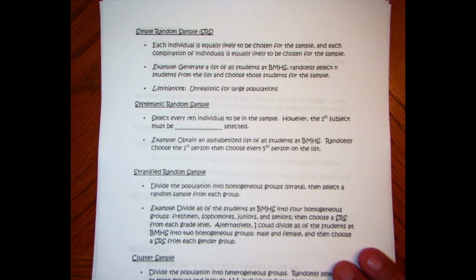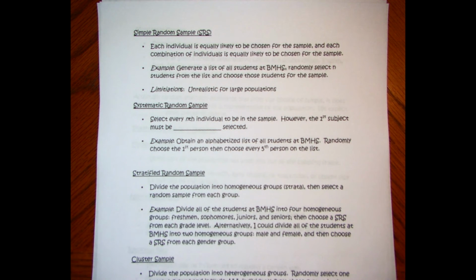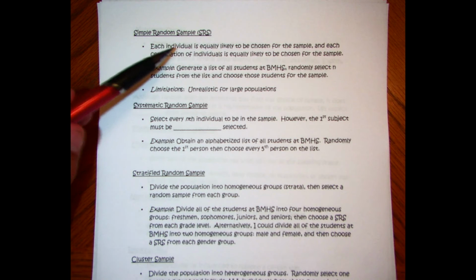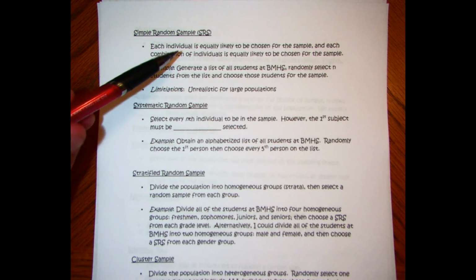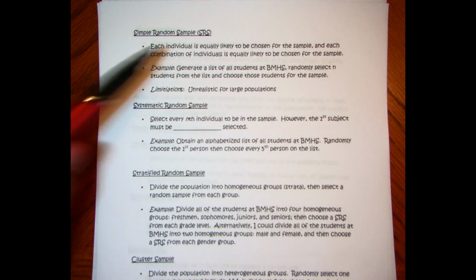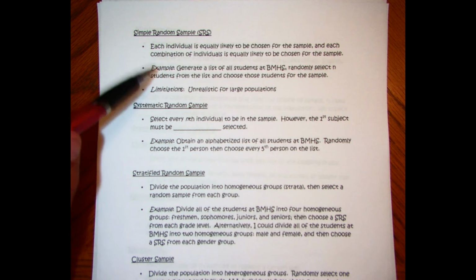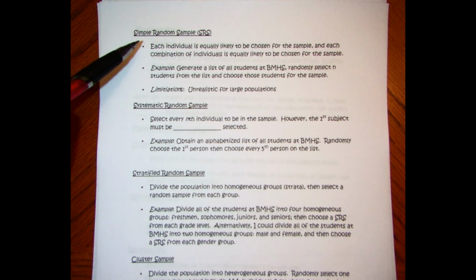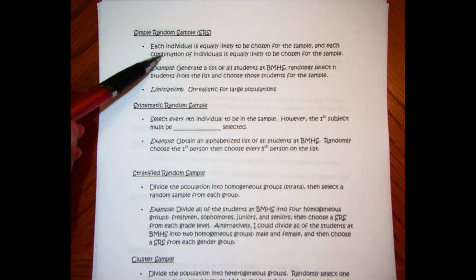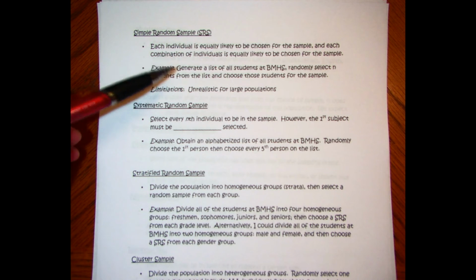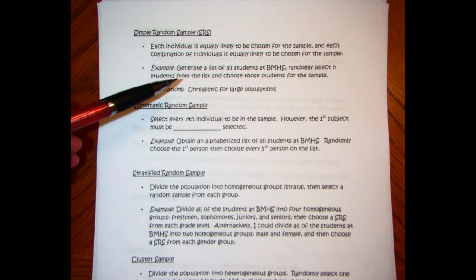These are statistically sound sampling techniques. These are non-biased techniques. Simple random sample is very simple. Each individual is equally likely to be chosen for the sample, and each combination of individuals is equally likely to be chosen. That's the definition. So we simply randomly select however many people from our population to be sampled.